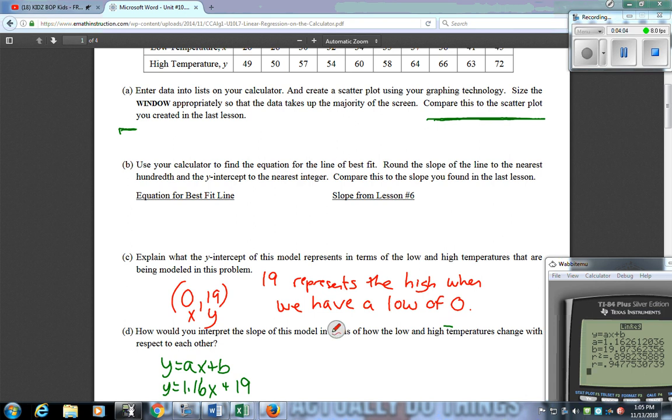And then for the slope, the 1.16, that's our change in the range of temperatures. So this is the change or the increase in the spread between those low and high temperatures.